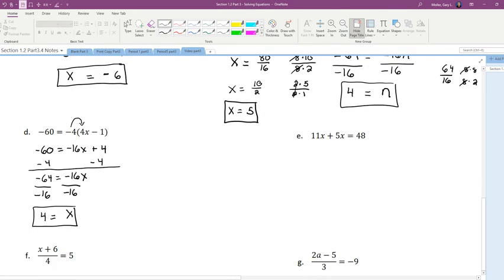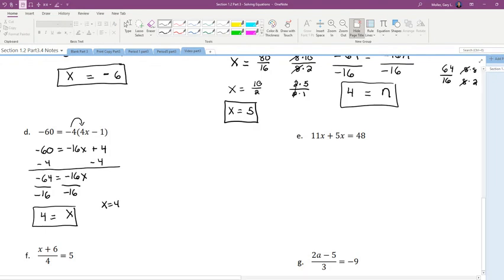Even though it shows the x on the right side, it doesn't matter what side things are, you can flop the sides at any point. So if you want to write this as x equals 4, even though it says 4 equals x, they're obviously the same thing. All right, let's pick this up a little bit and shorten this video.